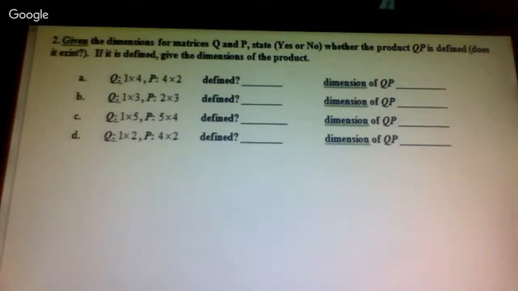Okay, can I multiply a 1 by 4 and a 4 by 2? Yes, and it gives me a 1 by 2. Can I multiply a 1 by 3 and a 2 by 3? No, because this does not match this. What about a 1 by 5 and a 5 by 4? Yes. And my answer is a 1 by 4.